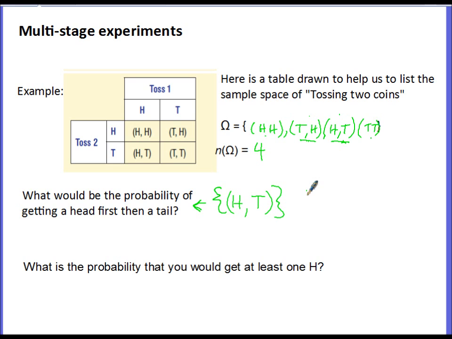So the probability of head then tail would be equal to the number of outcomes that give me what I'm interested in, which is only 1, over the number of possible outcomes from the experiment, which we've worked out as being 4. So the probability of getting head first then a tail is 1 on 4, or 0.25. That's just the decimal conversion, or 25%.